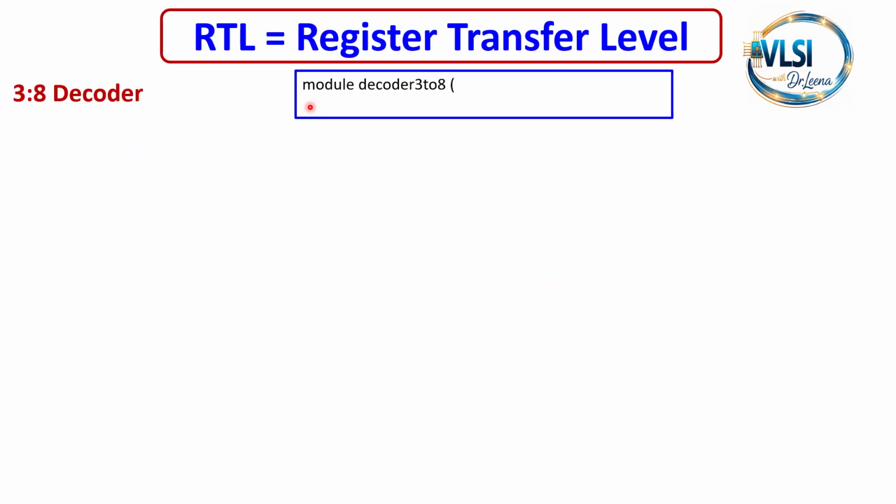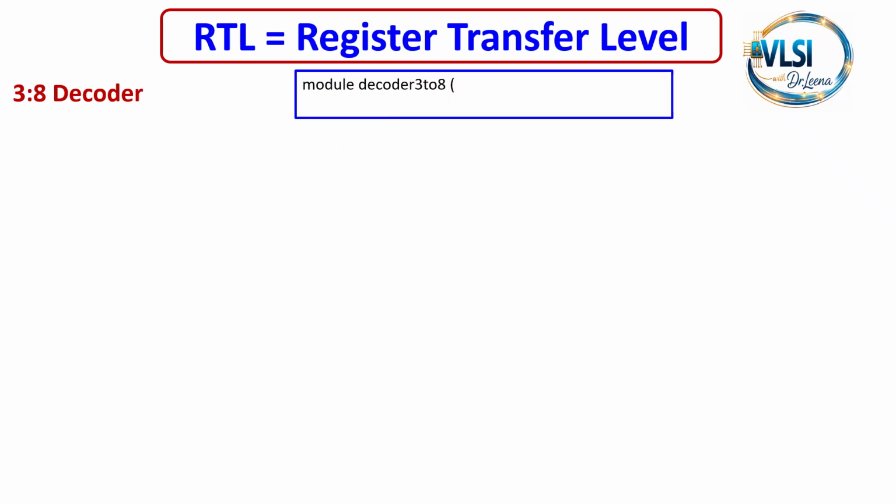First we are going to start the RTL code for 3:8 decoder. That is, first we are giving the module and the module name and opening the bracket. A 3:8 decoder converts 3 input bits into 8 output lines.